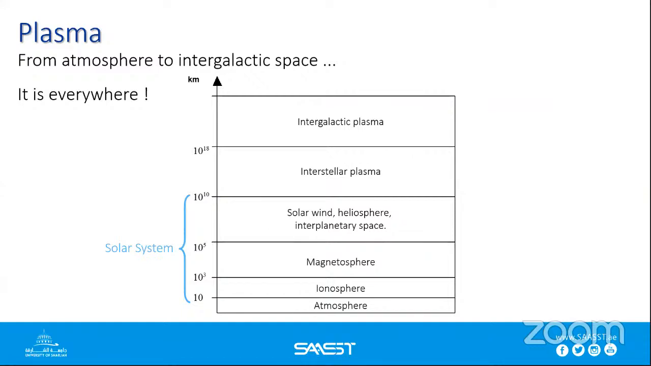Then we go beyond. Between stars, obviously, all these stars are boiling giants of gas and charged gas. So interstellar space is also filled with plasma, and also intergalactic space. So it's just a matter of what is the density of the plasma and what is the temperature of the plasma in certain parts of the galaxy. But you cannot just say that this is the part where plasma does not exist. So generally, we have it everywhere.